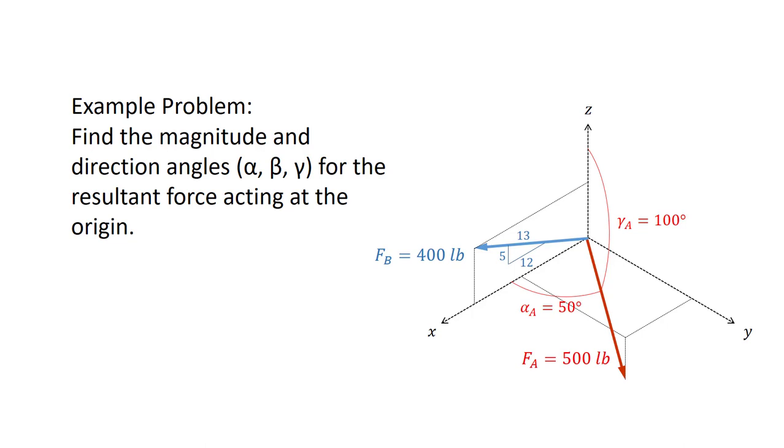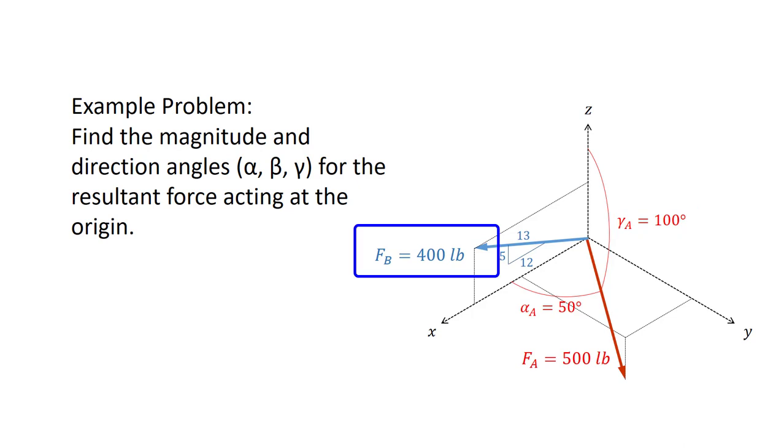In this example problem, we are given two force vectors. We want to find the magnitude and direction angles for the resultant force acting at the origin. Force A is 500 pounds. Its direction is defined by two direction angles, alpha and gamma.